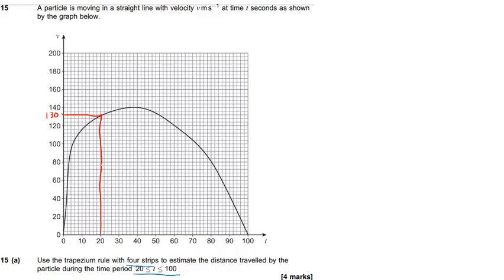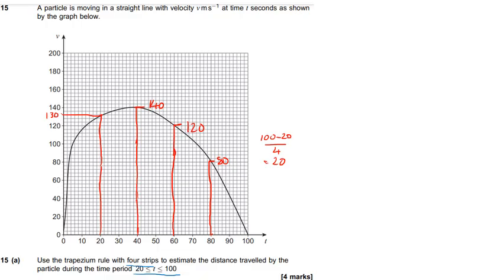We want 4 strips, so that means that we need to space it out, that each strip must be 100 minus 20 over 4 wide, so that's 20 wide. So we go up in multiples of 20. So if I draw these other points on, like so, because we'll need the values of these. If we follow this along, we get 80. If we follow that line along, we get 120. If we follow that line along, we get about 140.